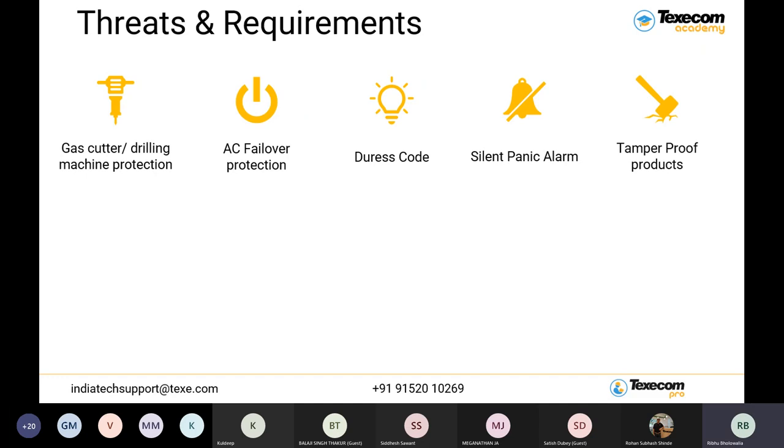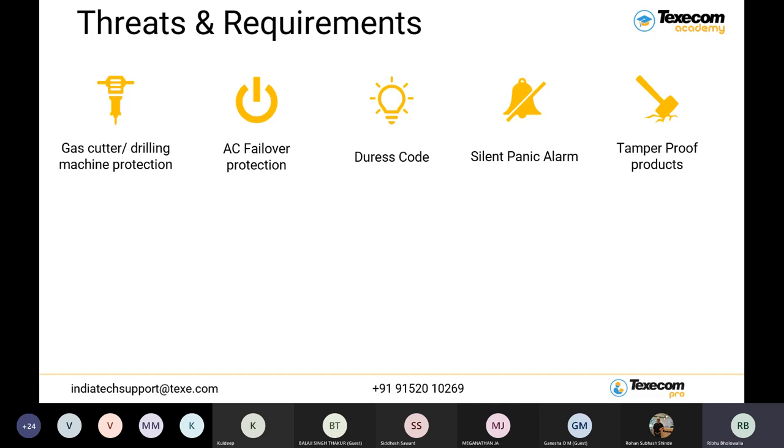Tamper-proof products. What do we mean by tamper? In a general manner, in a bank I have an intrusion alarm system installed, and we have a sounder or hooter outside the bank. Now if an intrusion happens, the intruder will cut the wire of the sounder so that it does not generate any alarm when the robbery is happening. The hooter will not generate the alarm, right? So if you have a Texecom alarm system and a Texecom sounder at the bank, and anyone tries to cut the wire of the Texecom sounder, it will generate the alarm and your sounder will start hooting.